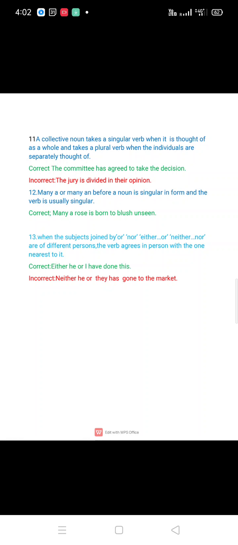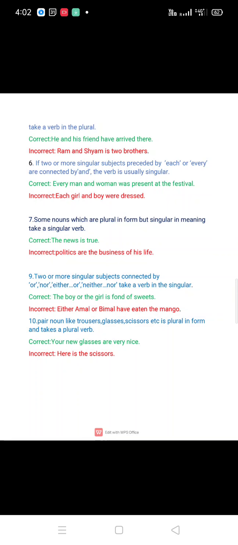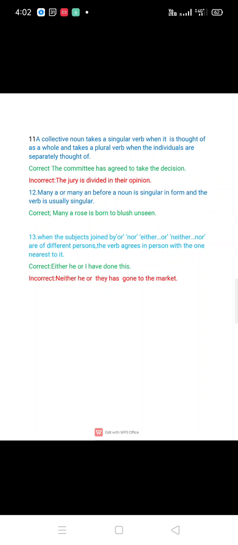Yes, you have to read the rule again because maybe it creates some confusion, because there is some other rule of the same kind. Here you can see two or more singular subjects connected by or, nor, either or, neither nor take a verb in the singular. Okay, and rule number 13 is when the subjects joined by or, nor, either or, neither nor are of different persons, you should remember, and then the verb agrees in person with the one nearest to it.